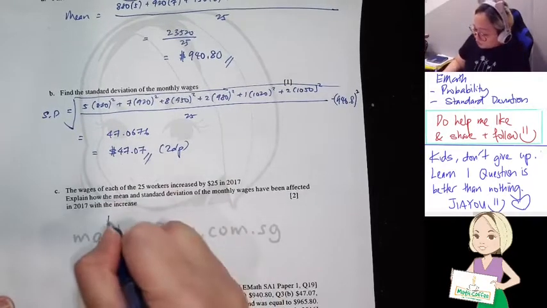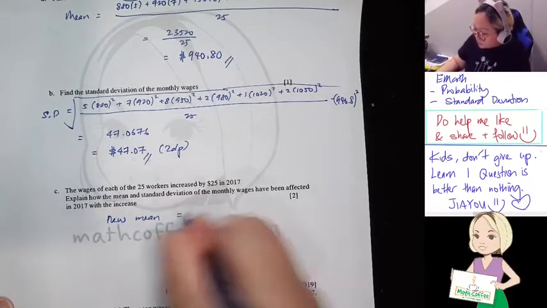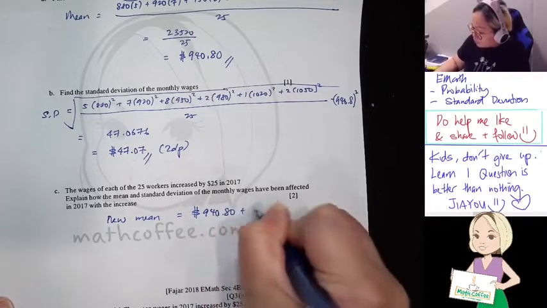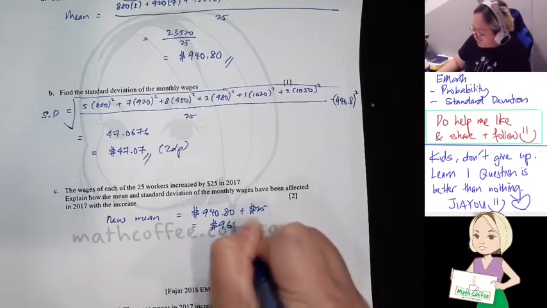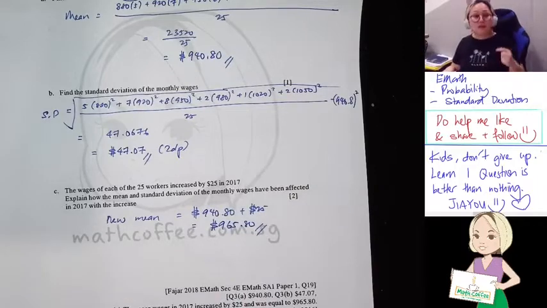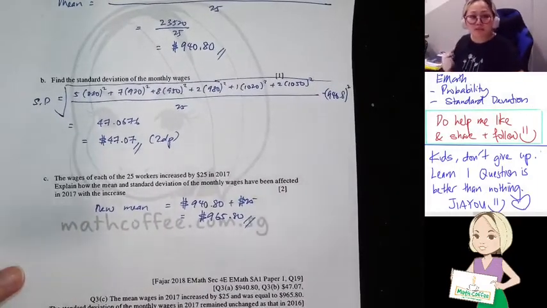So your new mean will be taking the old mean, which is 940.80 plus 25. So it will just be 965.80. Okay, 965.80. Now, what is my new standard deviation?